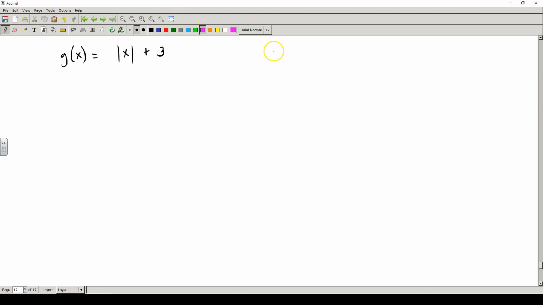So if we're thinking about the parent function, it is going to be f of x equals just the absolute value of x. So we're going to think about what transformations are happening here. Well, if we look inside where x is, right here, we're not adding or subtracting anything directly to that x inside of that absolute value. So there's going to be no horizontal shift. So we're going to write here, there's going to be no horizontal shift.